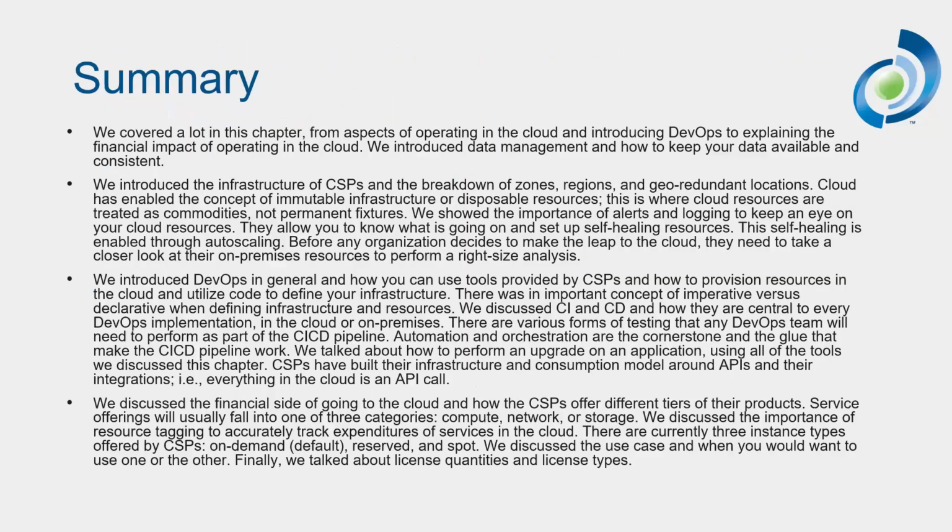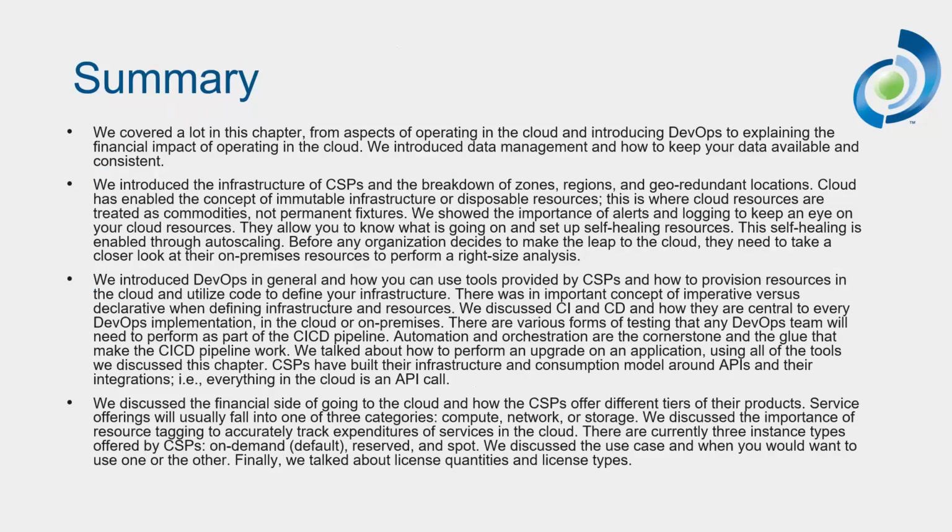All right. So in this chapter, we covered a lot from the aspects of operating in the cloud to introduce our DevOps and explain the financial impact of operating in the cloud. And then we introduced data management and how we keep our data available and consistent. Then we introduced the infrastructure of CSPs and the breakdown of zones, regions, geo-redundant locations. Cloud has enabled the concept of immutable infrastructure or disposable resources. This is where cloud resources are treated as commodities, not permanent fixtures.